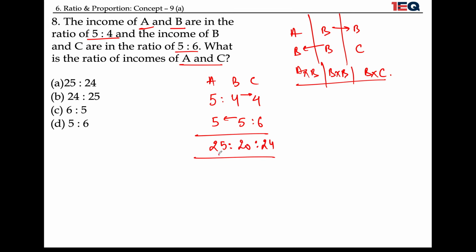So what is the ratio between A and C? From this equation, I can easily see that the ratio between A and C is 25 is to 24. I hope we are good. Okay, moving ahead.